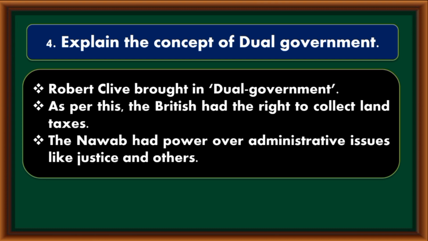Explain the concept of dual government. Robert Clive brought in dual government. As per this, the British had the right to collect land taxes. The Nawab had power over administrative issues like justice and others.